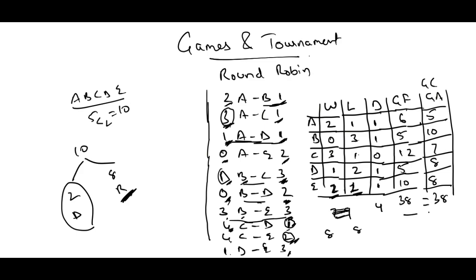So we have equal 38, 38. That means our table is perfect. Now coming to the points, the last column is about the points.